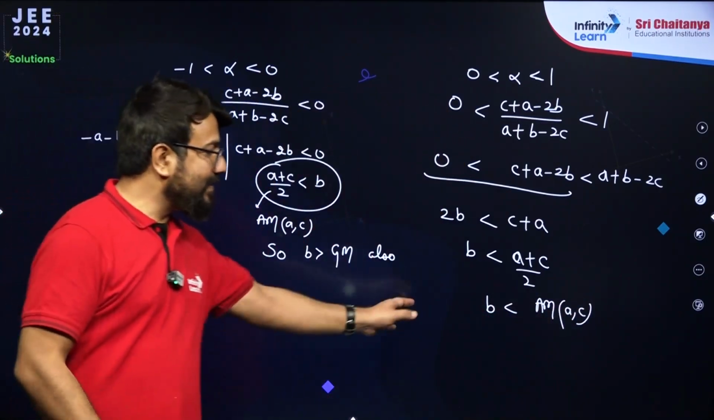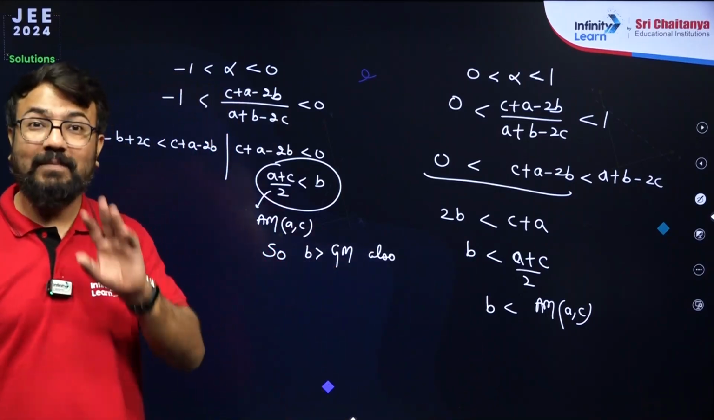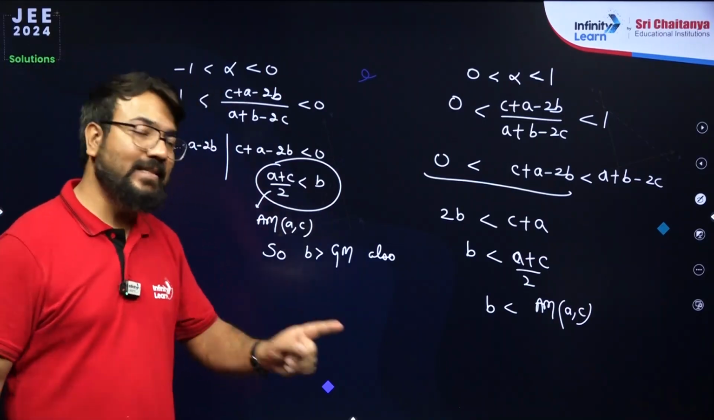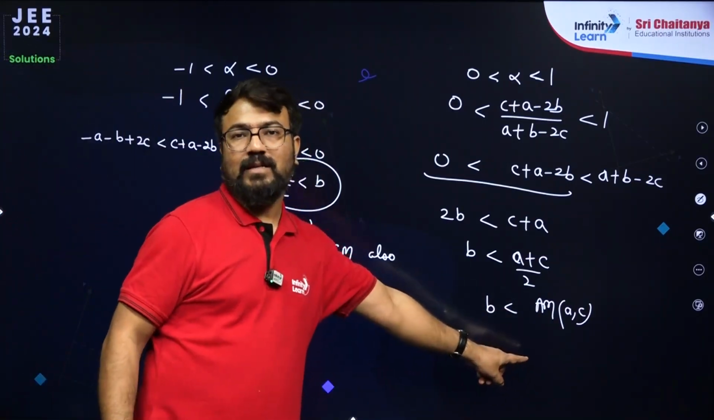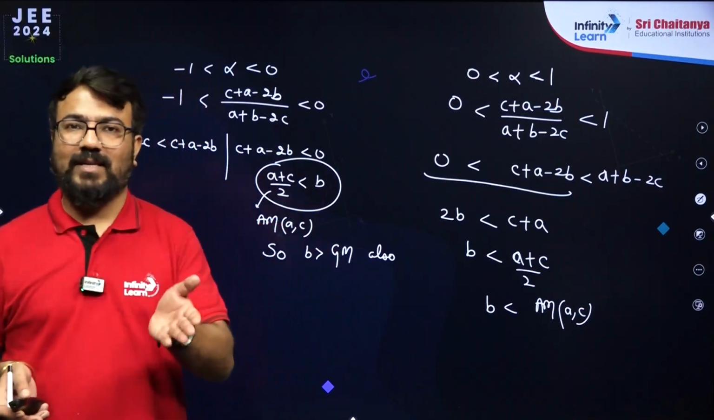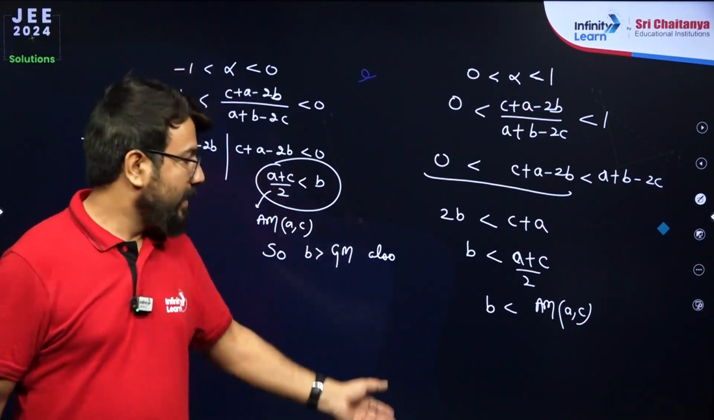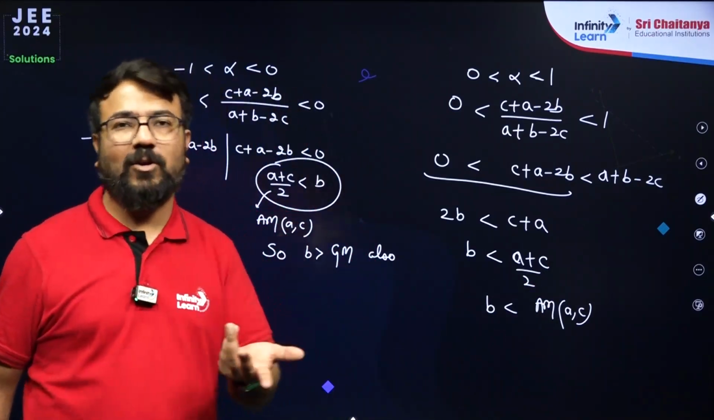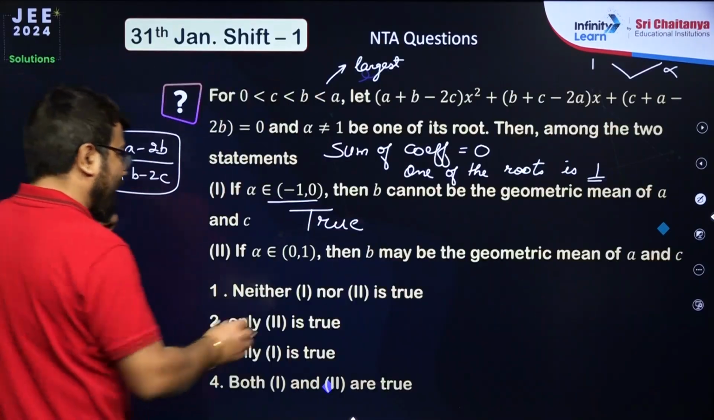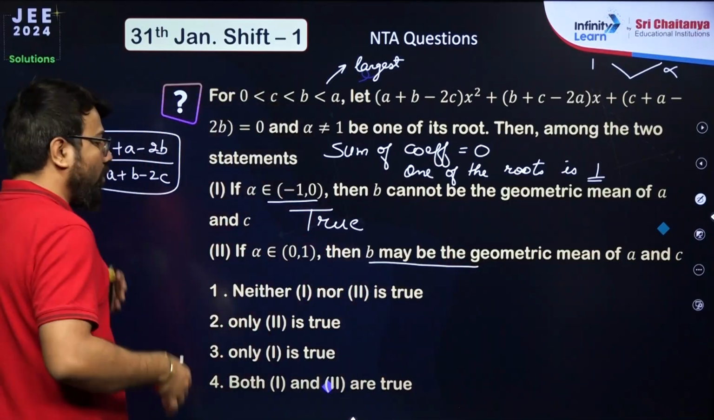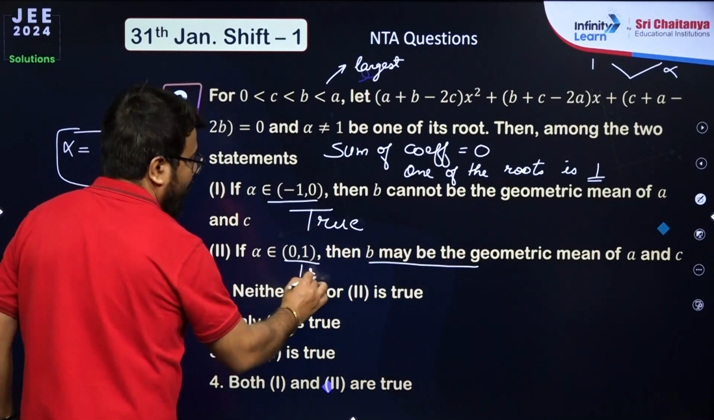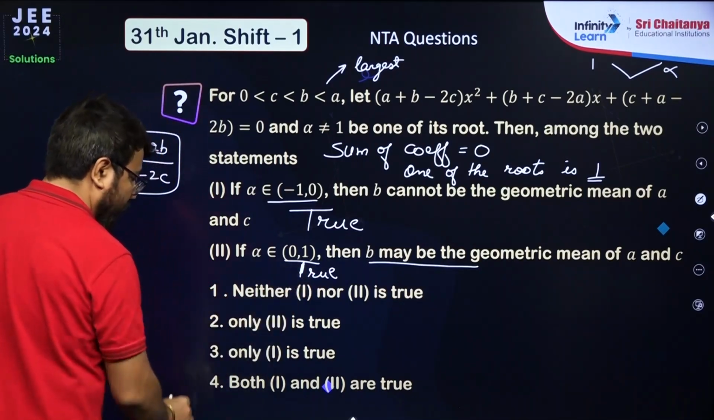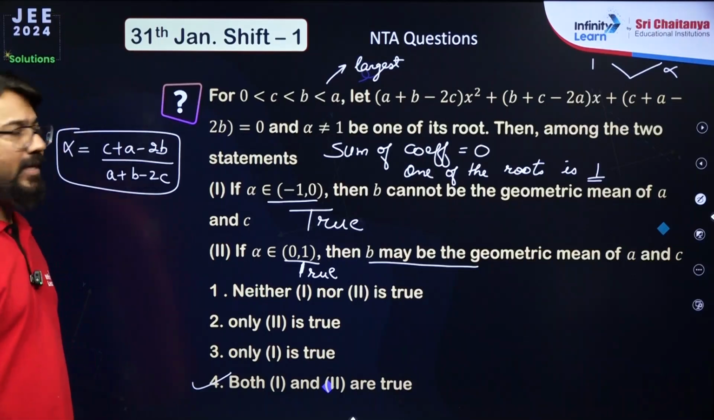If B is less than the arithmetic mean, B may be equal to the geometric mean, because the geometric mean is a quantity which is less than the arithmetic mean. The arithmetic mean is greater than the geometric mean. So B less than the arithmetic mean means B may or may not be equal to the geometric mean. Here they have written that B may be the geometric mean of A and C. So this is also true. Maybe. So we can say that both the statements are true. I hope you are able to understand this.